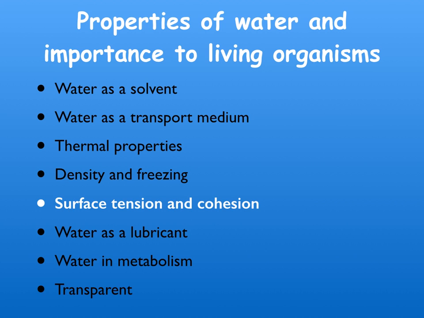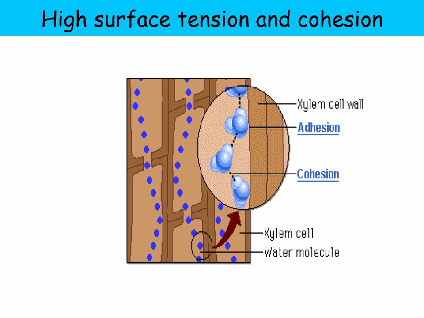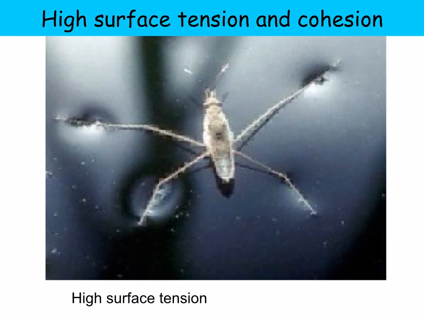Moving on to surface tension and cohesion. The tendency of molecules to stick together is called cohesion. With its hydrogen bonding, water has large cohesive forces, and this allows it to be pulled through a tube, such as xylem vessels in plants. High cohesion results in high surface tension at the surface of water. For example, some organisms can walk on water.